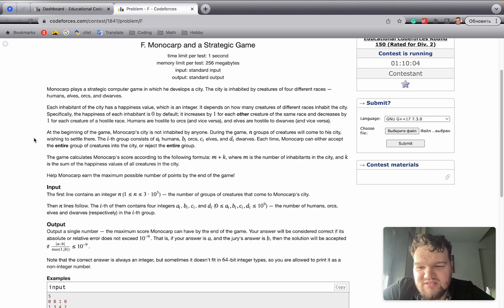The game calculates the score according to the following formula: m plus k. M is the number of inhabitants, and k is the sum of happiness. So like m plus k, m will actually cancel that minus 1 we get from every human. So okay, it is a geometry problem, and probably not very hard at that.